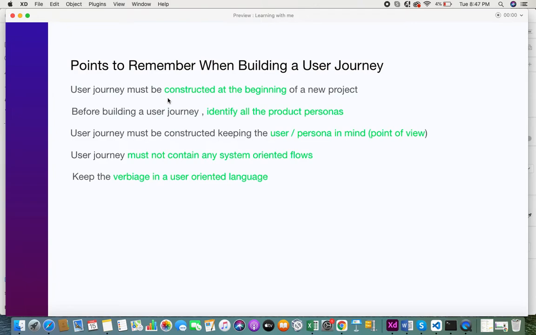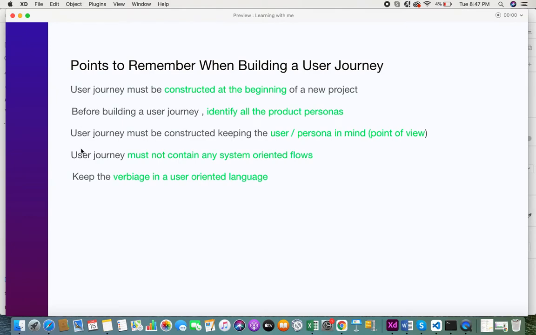So that's why it's always recommended, and it's a must, that you do your user journey at the beginning phase of your project. The next one is, before building a user journey, identify all the product personas. Unless you know who the personas are that will be involved in the system, you won't be able to start jotting down the journey. Without an idea of who the users are and what the roles of users using the system are, there is no point in creating a user journey.